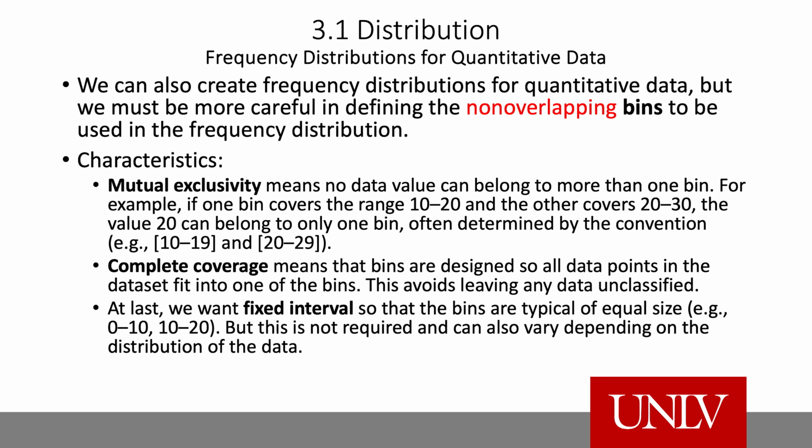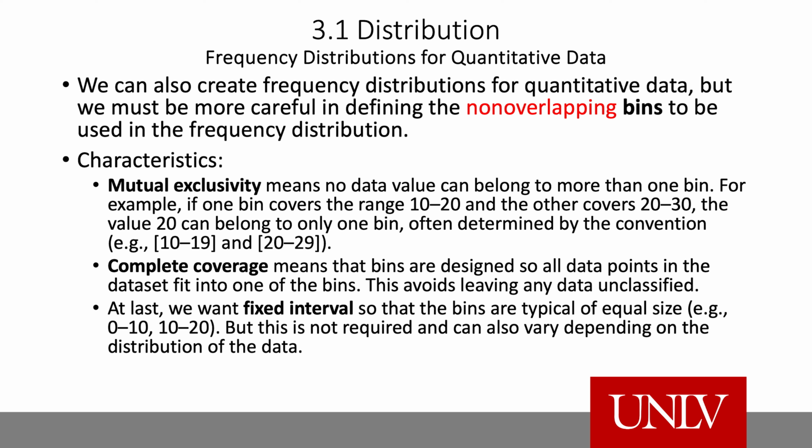So there are three characteristics of the bin design. Mutual exclusivity means each number can belong to only one bin. For example, if one bin is from 10 to 20, then the next one starts at 20 or just above, so there is no confusion about where 20 goes. The second characteristic is complete coverage, which means all data points must fit into one of the bins and nothing should be left out. And the last one is flexible intervals. Usually we keep bins the same width, like 0 to 10, 10 to 20, 20 to 30. Though in some cases the bins can vary depending on the data, most of the time we want the same width of bins.